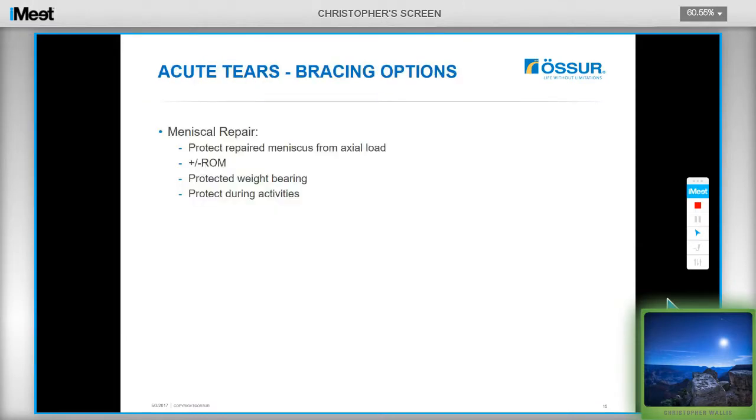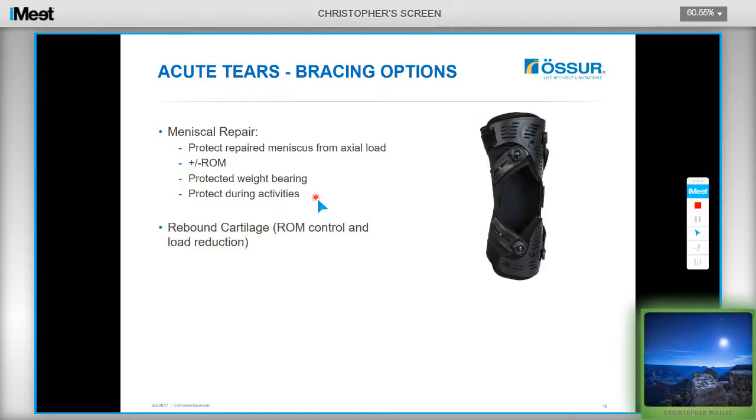So given the meniscal repair, what we've established is that the meniscus needs to be protected from axial load, and that will be protecting or reducing weight bearing. There's the chance that we may need to provide range of motion control, and we're going to protect the structures during activities as they progress through rehab.